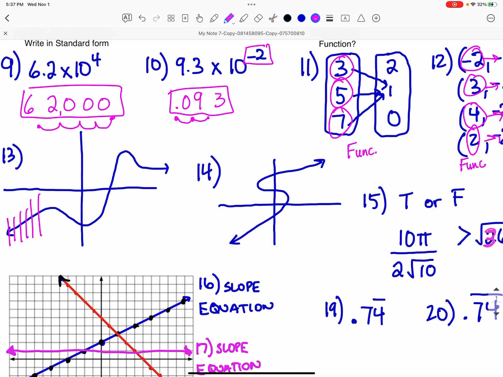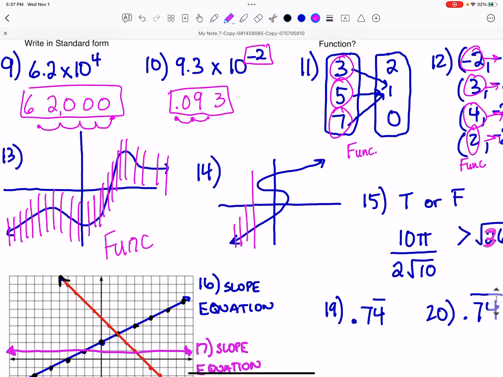All right, vertical line test. Good, good, good, function. All right, over here, good, good, good, good, bad. I just hit in 2 spots, not a function. Not a function, not a function, function, function, function. But yeah, so if it fails anywhere, the whole thing is not a function.